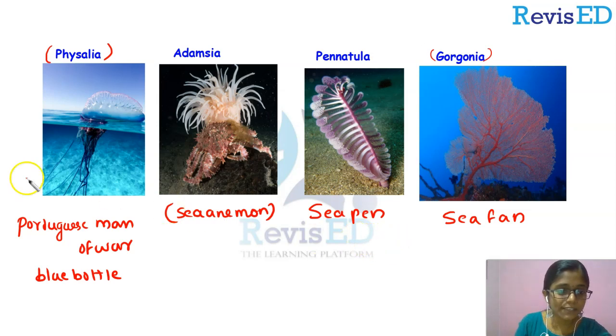So what are the examples for coelenterate? Physalia, it is commonly called Portuguese man of war or blue bottle. And the second example is Adamsia, and it is a very familiar one for us. It is known as sea anemone. And the third one is Pennatula, and it is commonly called sea pen. And the final one is Gorgonia, and it is commonly called sea fan.